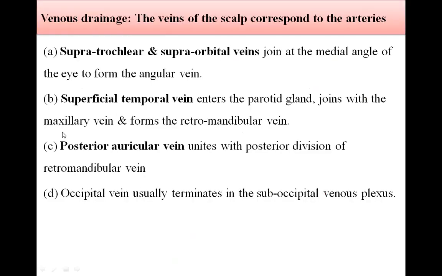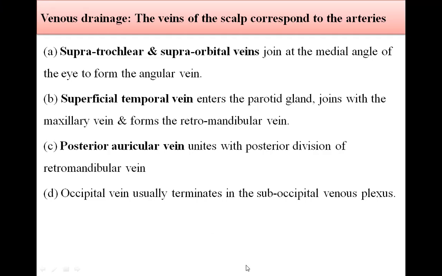Venous drainage. The veins of the scalp correspond to the arteries. Supratrochlear and supraorbital veins join at the medial angle of the eye to form the angular vein. The superficial temporal vein enters the parotid gland and joins with the maxillary vein to form the retromandibular vein. The posterior auricular vein unites with the posterior division of the retromandibular vein.